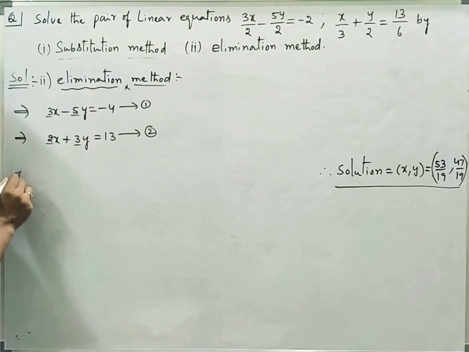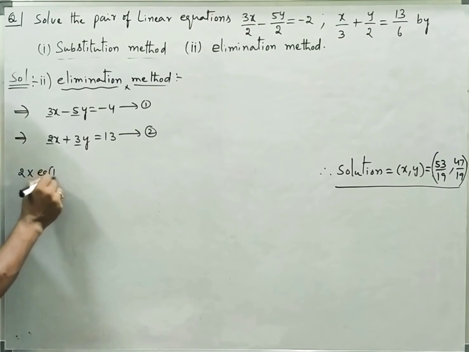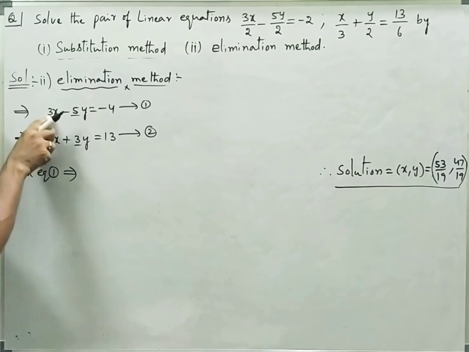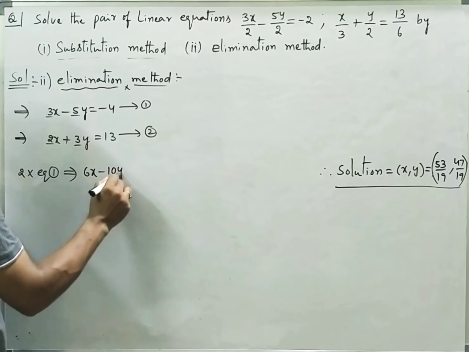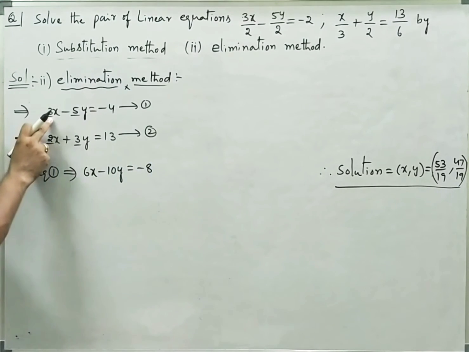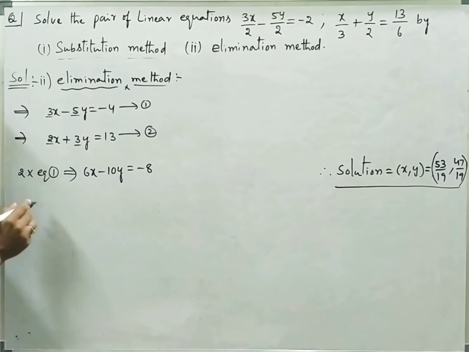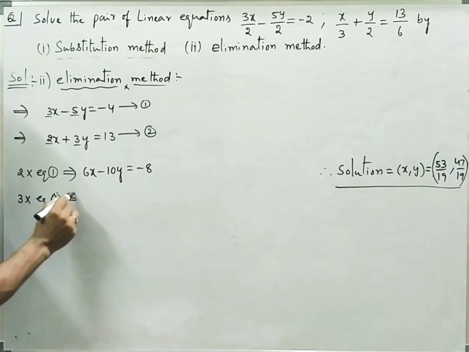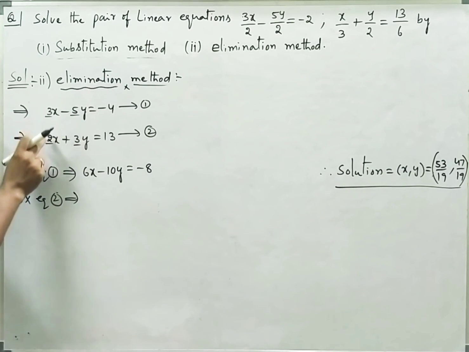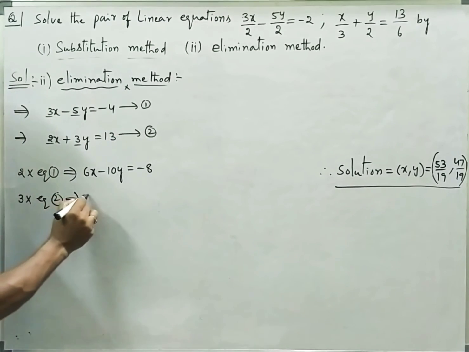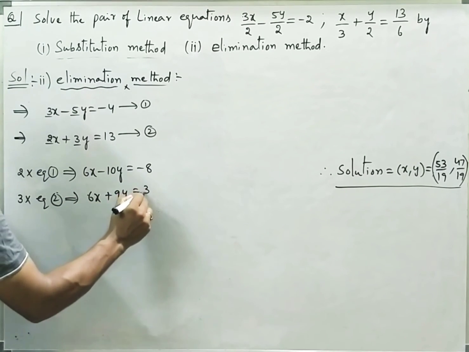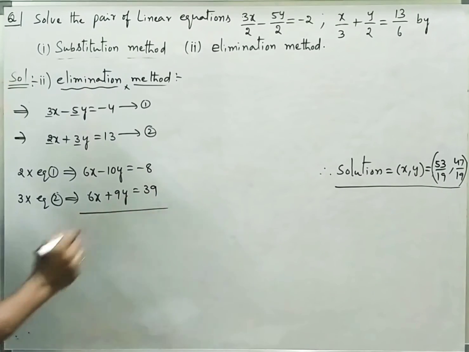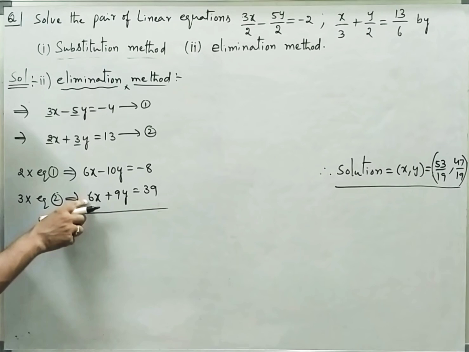Now 2 into equation 1 implies, multiply this equation by 2: 2 3s are 6x, 2 5s are 10y, 2 4s are minus 8. Next, 3 into equation 2, that is this equation is multiplied by 3: 3 2s are 6x, 3 3s are 9y, 3 times 13 is 39.